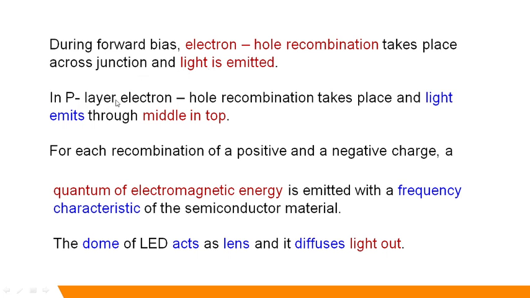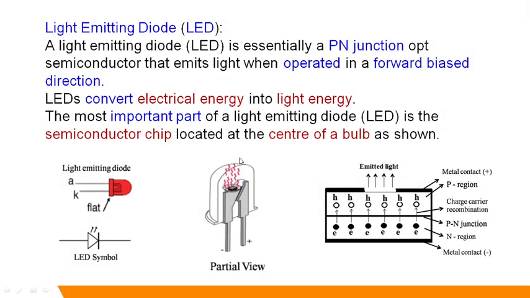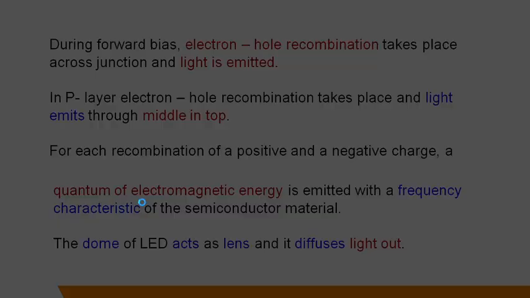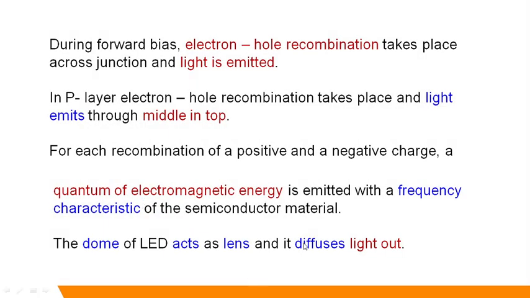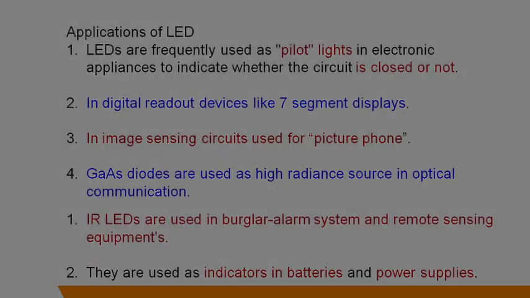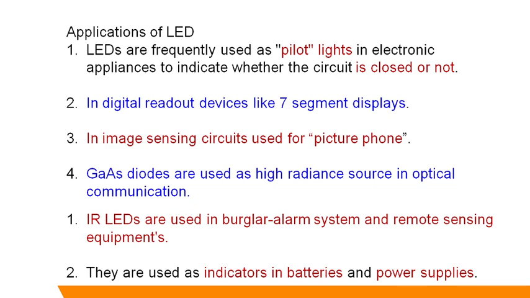In the P layer, electron hole recombination takes place and light is emitted through the top. For each combination of a positive and a negative charge, a quantum of electromagnetic energy is emitted. That's what I said here. And the dome that is placed at the top of the LED, look here, this is the dome we are mentioning. This dome acts like a lens, and it diffuses the light. So that's all, simple. Here mainly the electron hole recombination is important.